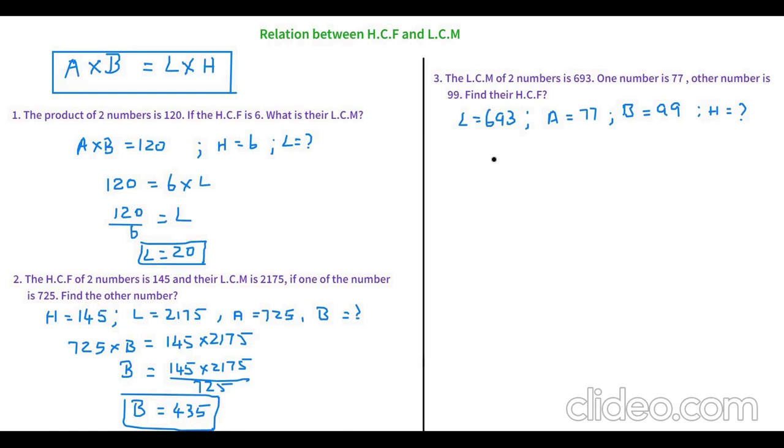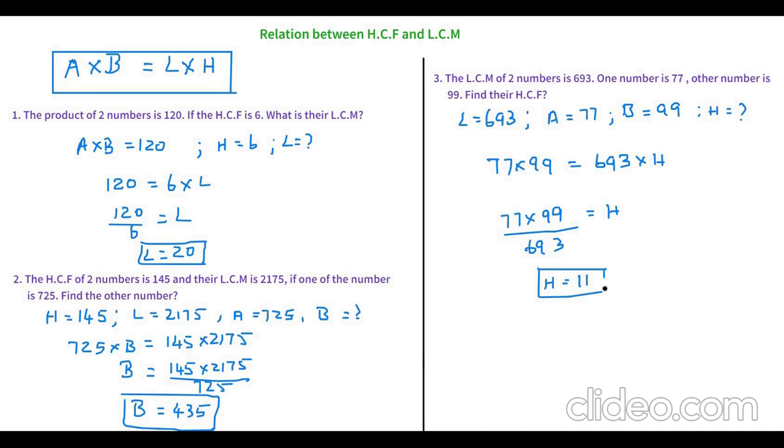So let's see. A is 77 times 99 equals 693 times H. So the H will remain as such, 693 would come to the other side. 77 times 99 divided by 693. When you simplify this, your answer would be 11. So we've got our HCF, which is 11. Isn't it easy? We have to use only one formula for all the questions. You can just keep the unknown number at one side and bring all the known numbers to the other side.